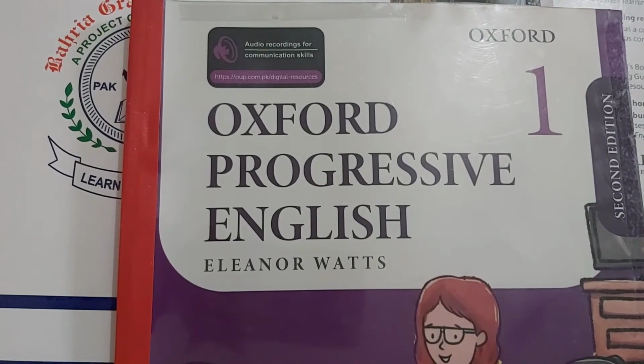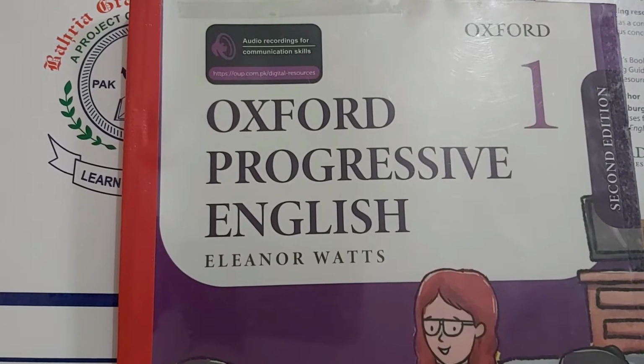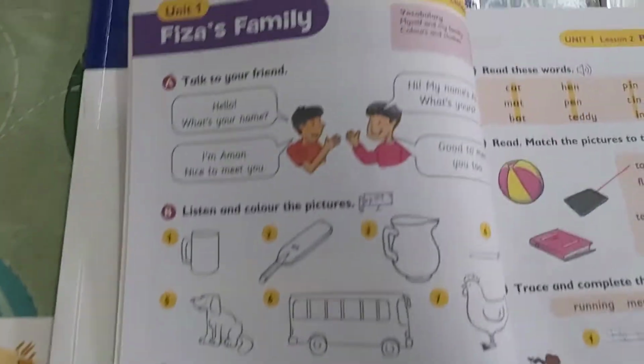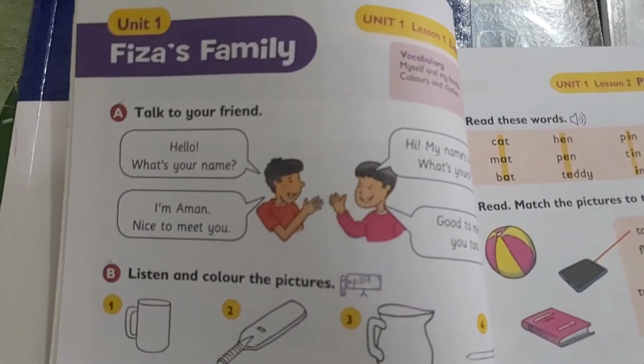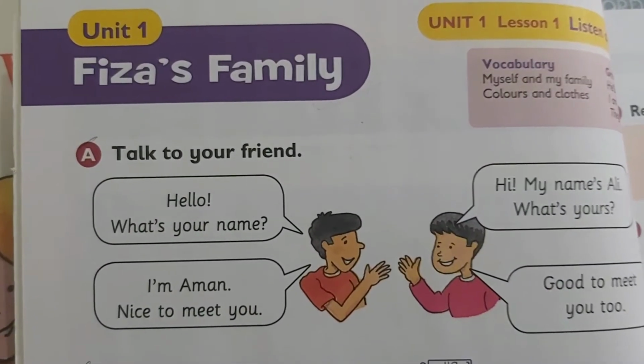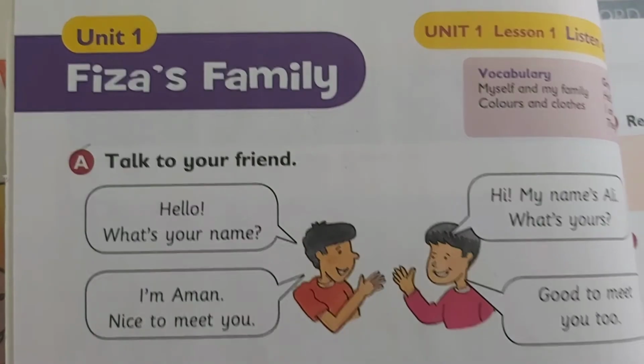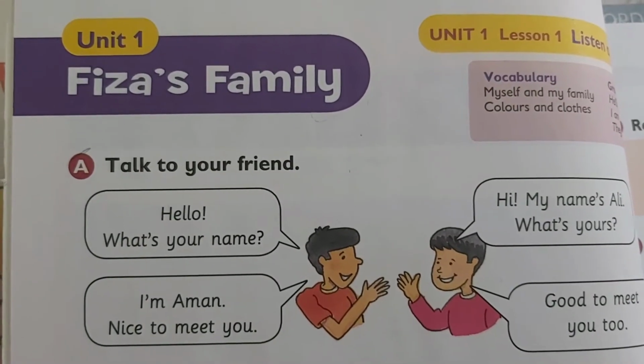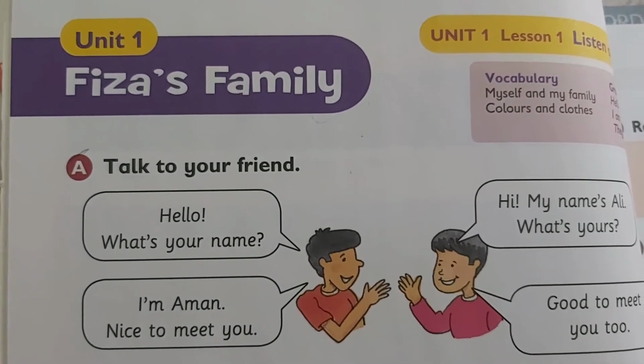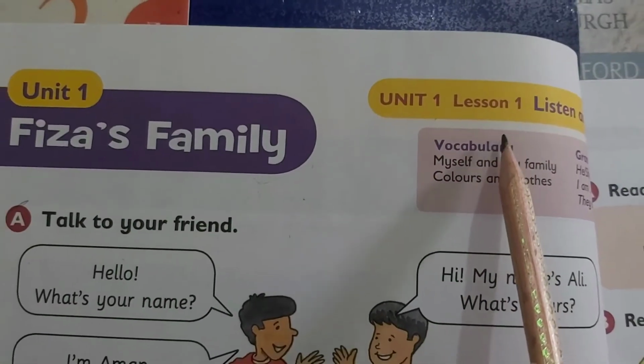So today is our first lesson for Oxford Progressive English. Open your book on page number 2. Our first unit is Fiza's family. As all of you know, we all have our own family. Some people who live together in a house is called a family. So this is lesson number 1.